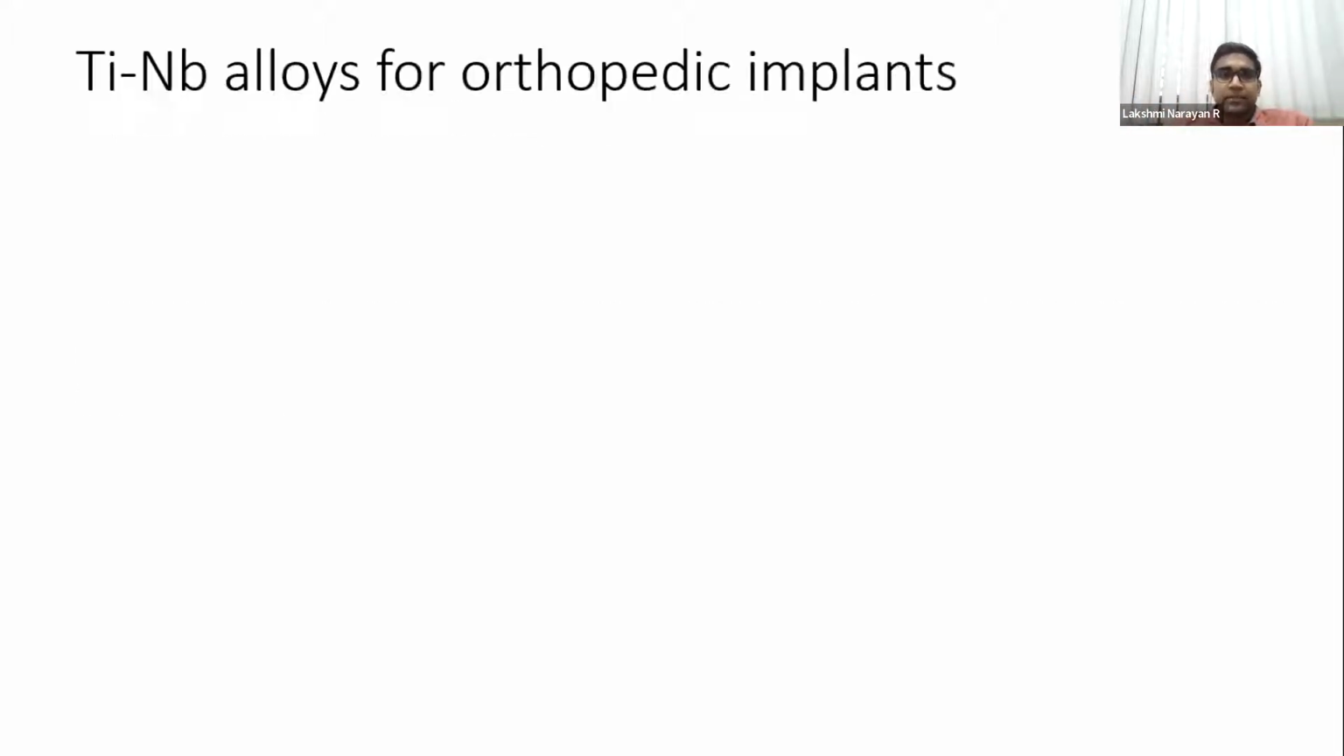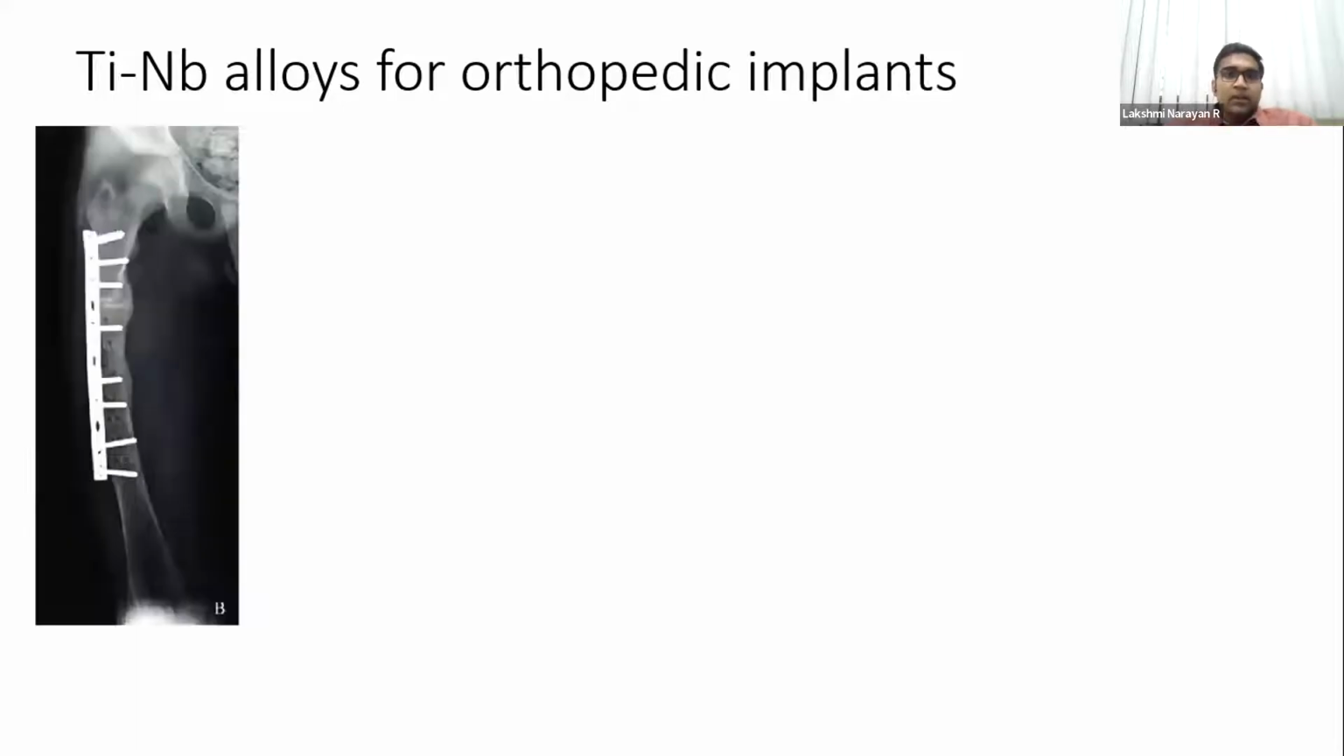So if you look at titanium niobium alloys as such, why I'm talking about titanium niobium is because we are doing in situ alloying. We're trying to make a titanium niobium alloy, and I say that we are making it for biological implants, or orthopedic implants. So the idea behind using this will come to the picture now.